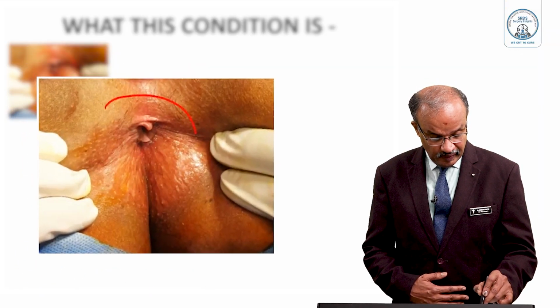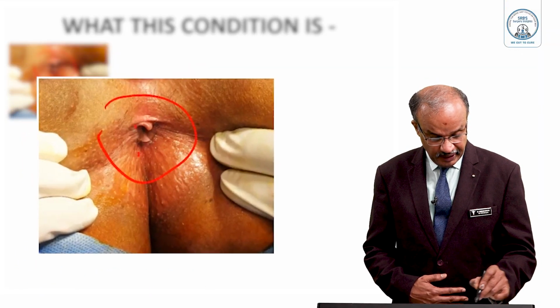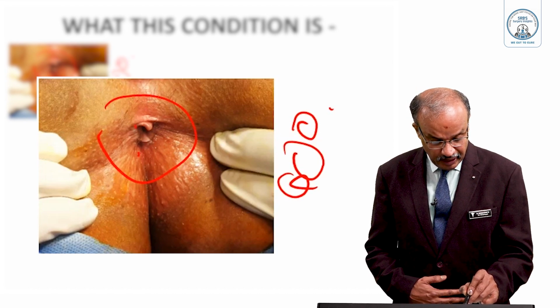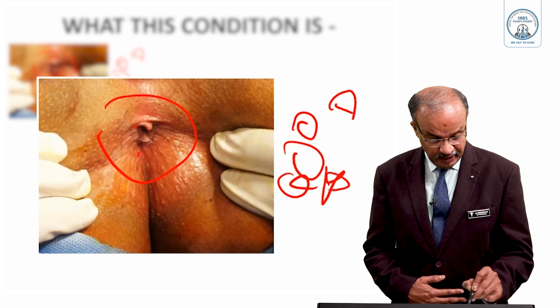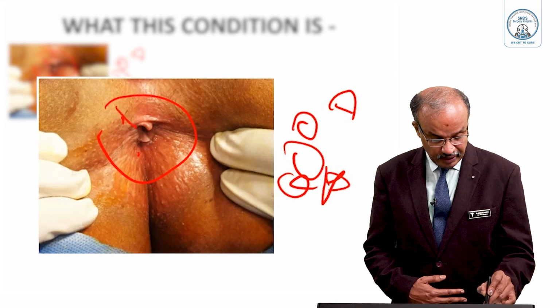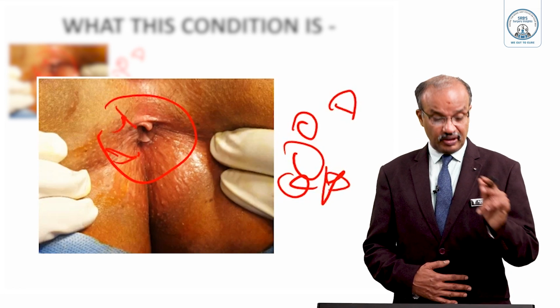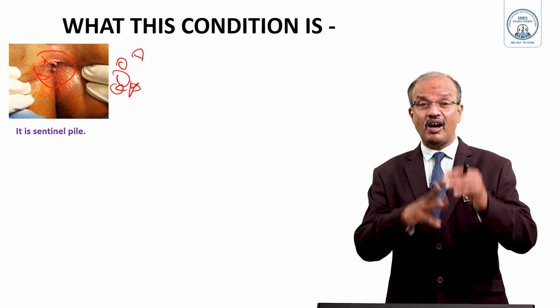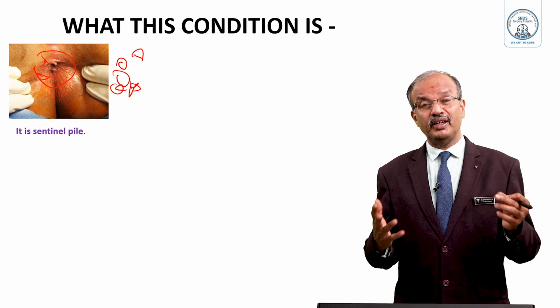Anal canal, there are two tags here. In front it is like this, it's the anal canal, posteriorly it is like that. Both anteriorly and posteriorly it is there. So look at that here, anteriorly, posteriorly. What these are called as: it is sentinel pile. Sentinel means guard. It can be part of the fissure in ano.